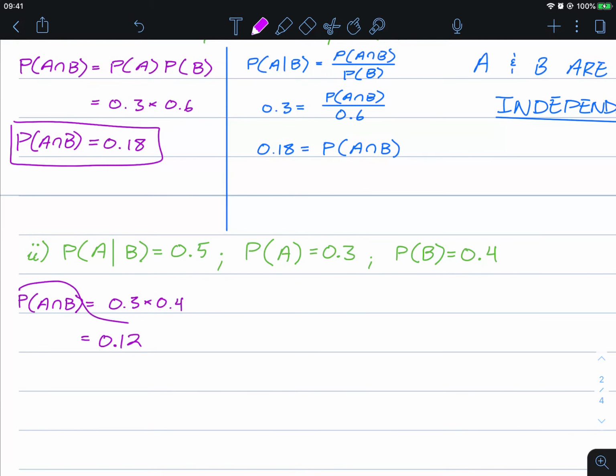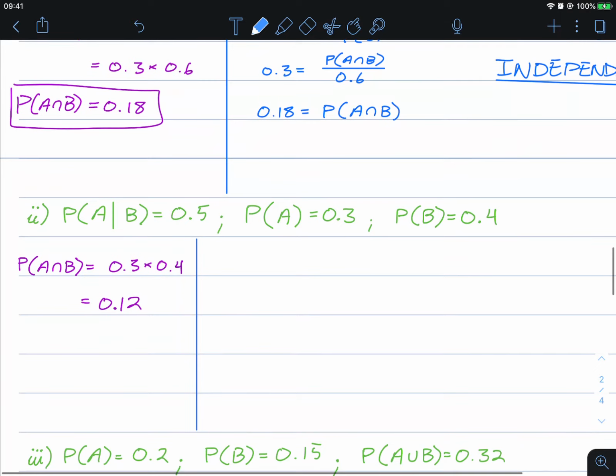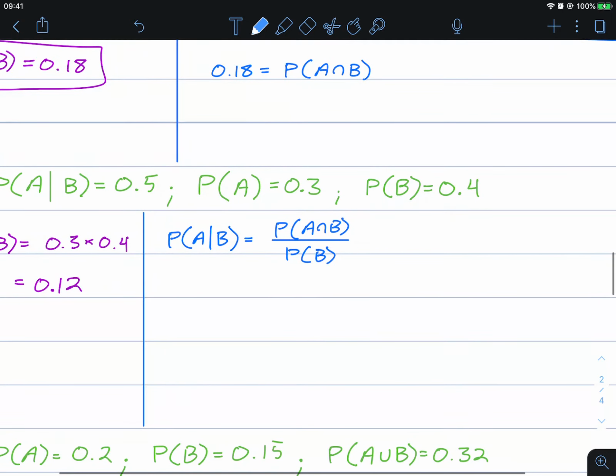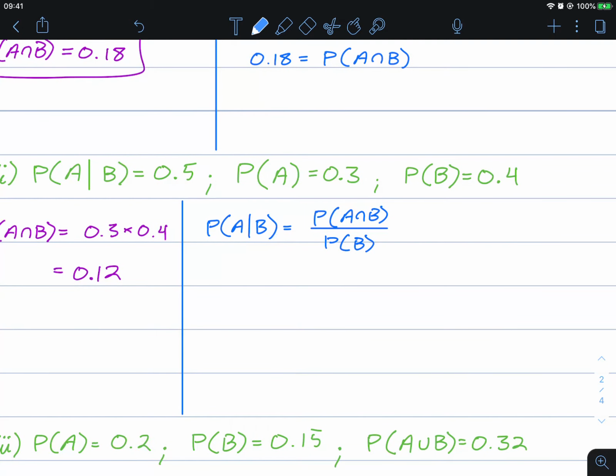So we are looking for this condition here, 0.12. That's what we are hoping to find. Now let's actually work with what we have. The probability of A given B is the probability of A intersect B over the probability of B. A given B is 0.5. We don't yet know what A intersect B is, but we do know that the probability of B is 0.4.